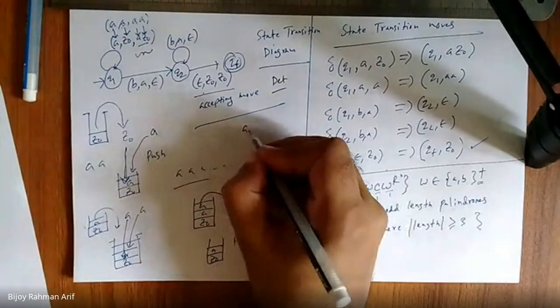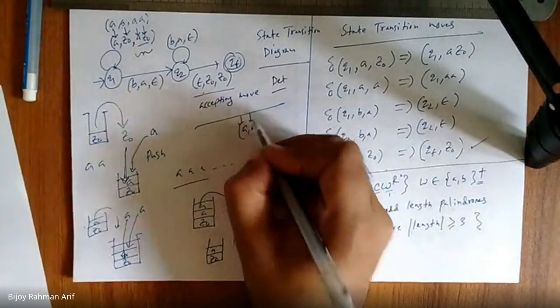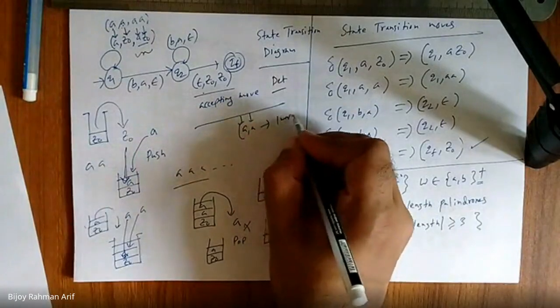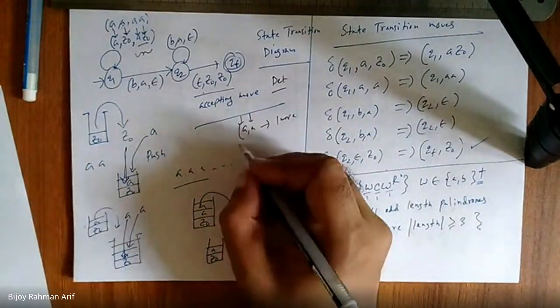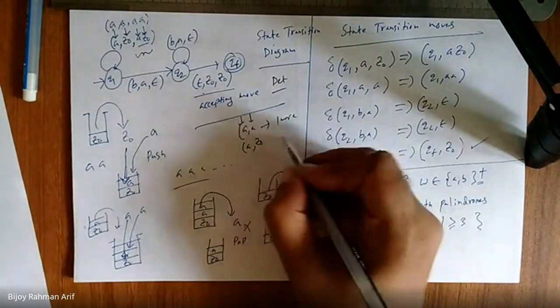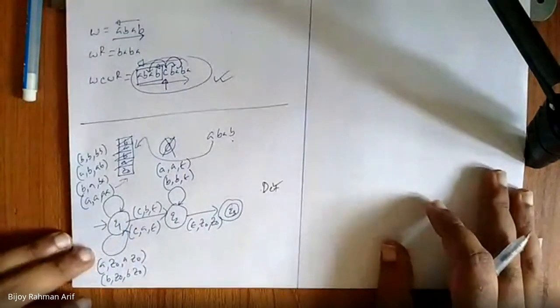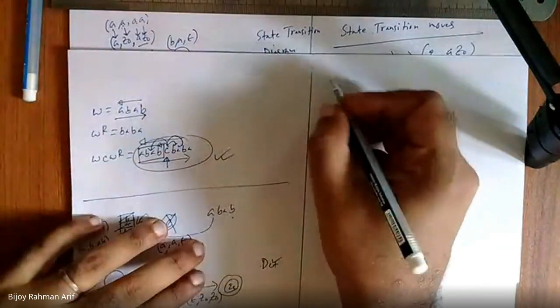Because when the buffer is A and the top of the stack is A, we have only one move. When the buffer is A and the top of the stack is Z naught, we have only one move. We don't have multiple moves for the same buffer input and top of the stack. That's why it is called deterministic. That means if we start our journey, it is always fixed which state we have to go to. Did you get it? Why is it deterministic?